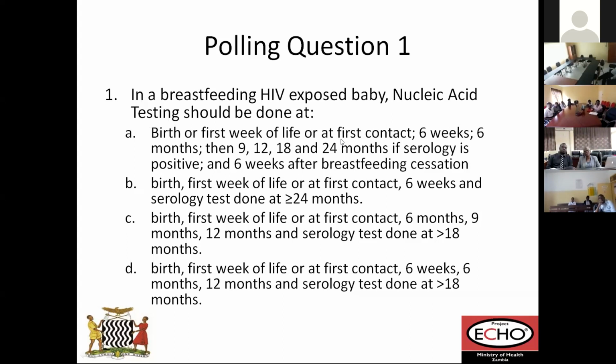So this repeat testing is for a baby who is testing negative at the start, and then you follow up the testing at those particular time points until you establish the final HIV status of the infant. In the second question, you're testing at birth, first week of life or at first contact, 6 weeks, and serology at over 24 months. You can see that a lot of testing points there have been missed. If you just test at 6 weeks, if a baby gets infected along the way between 6 weeks and 24 months, then you're not going to be able to identify HIV infection in that baby. So those are the reasons basically for the first choice being the correct answer.